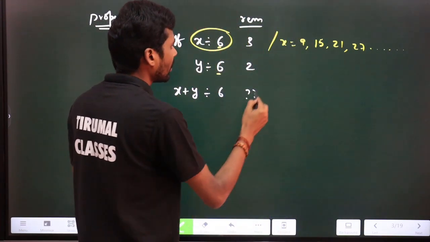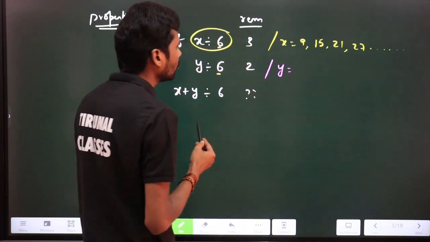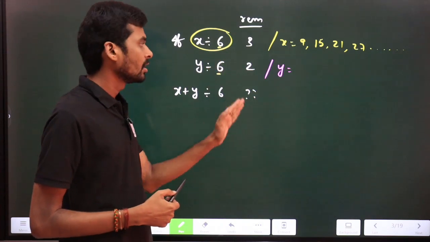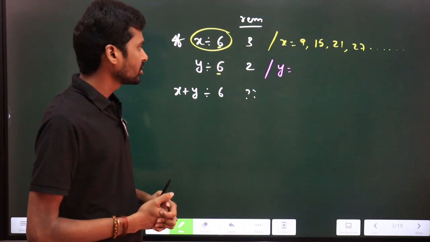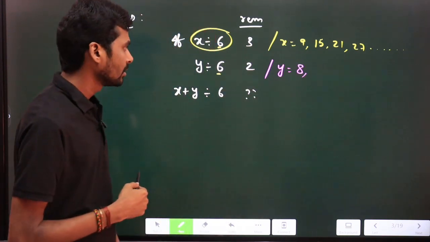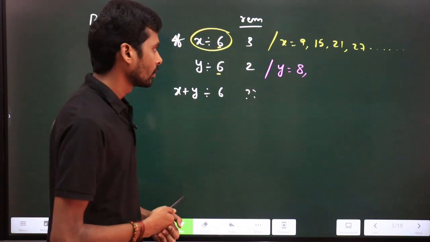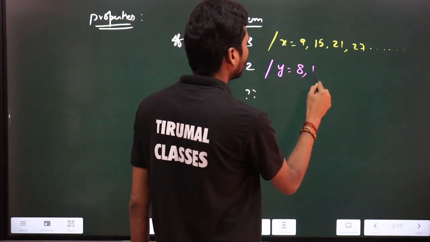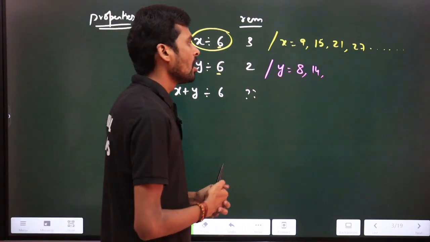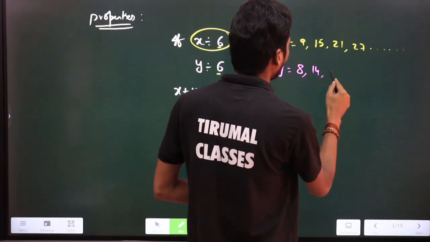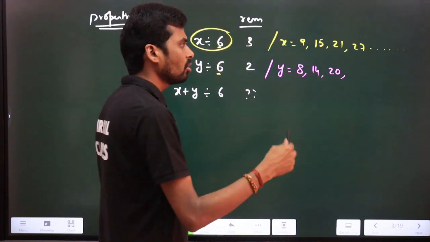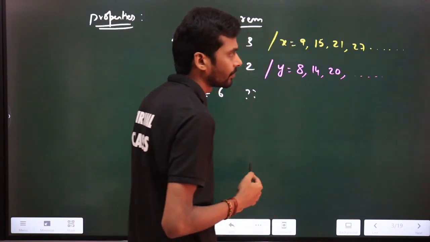Similarly, suppose I write the y value. To get the remainder 2, by which number if I divide with 6, will I get remainder 2? So y could be like 8. When I take 8 divided by 6, the remainder is 2. Let's take 14. 14 divided by 6, still I'll get the remainder 2. So for y I can give different numbers, like 20, 6 3s are 18, 20. And so on. We have a number of values for y.